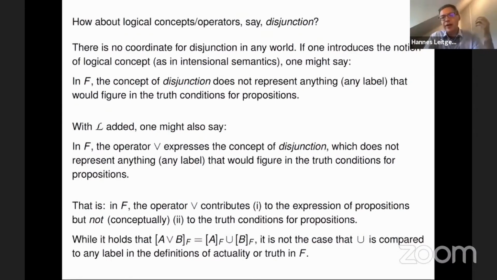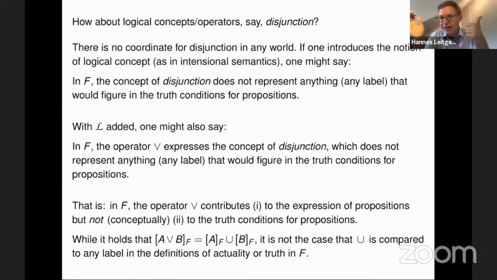So you can again introduce the notion of a logical concept as in intensional semantics. You might say in the framework, the concept of disjunction is there, that's fine. It does not represent anything, any label that would figure in the truth condition for propositions in that framework. With the language added, if you look at the symbol now, the disjunction symbol, then the logical operator or expresses the concept of disjunction, which does not represent anything, any label that would figure in the truth condition for propositions. So the operator or in the framework does one thing, it contributes to the expression of propositions.